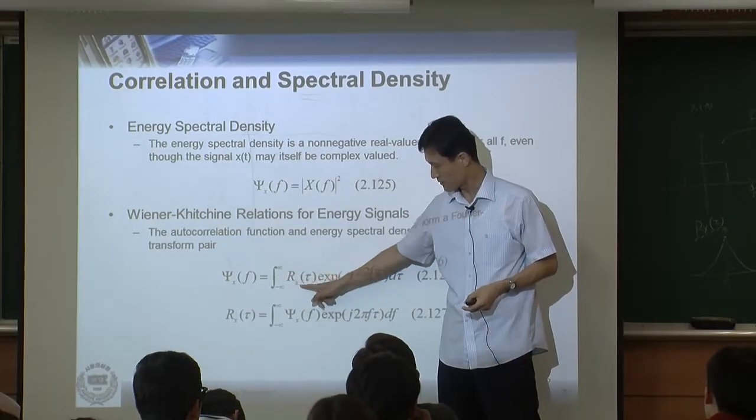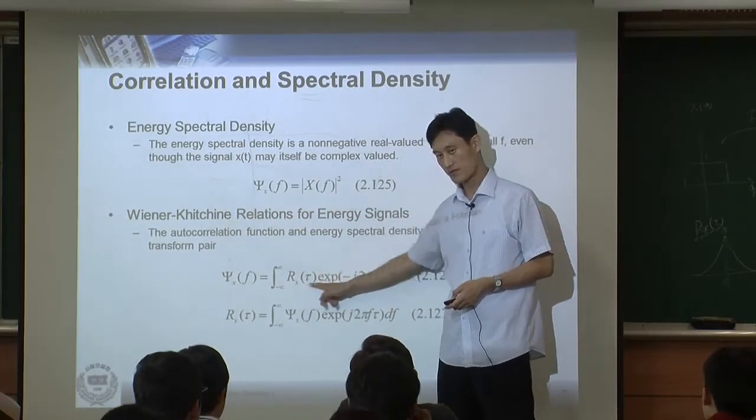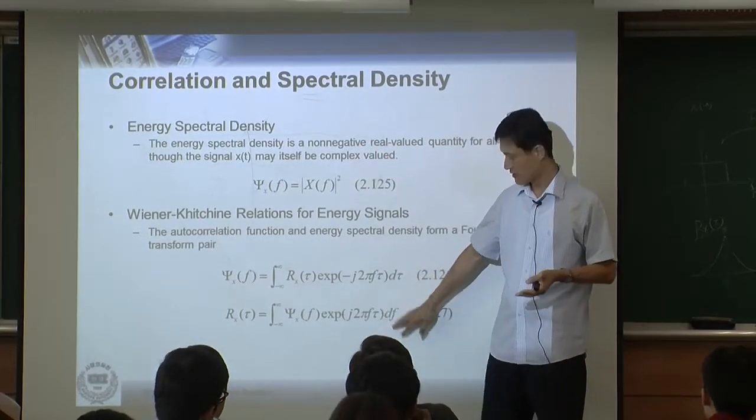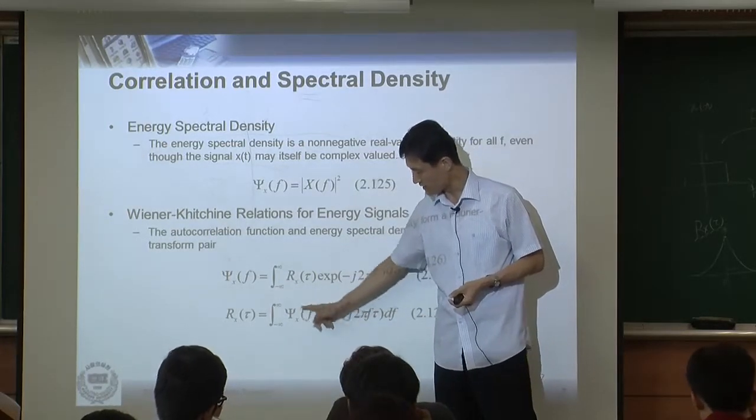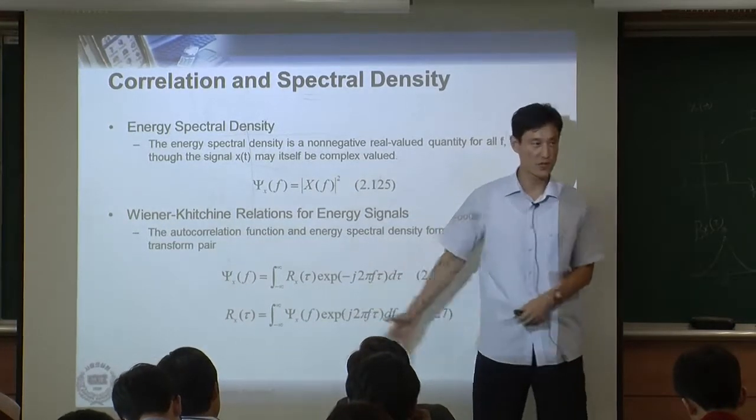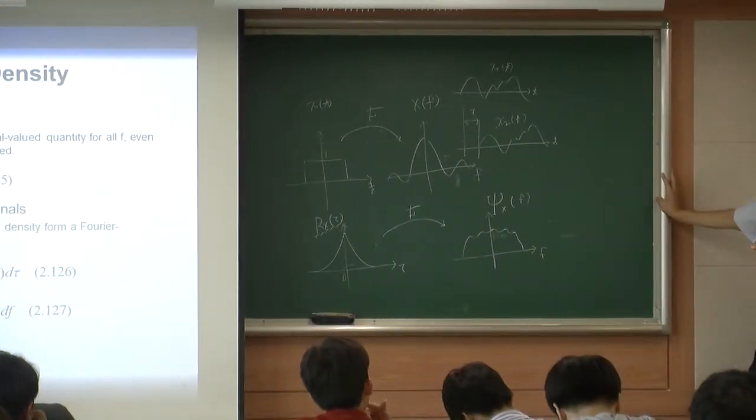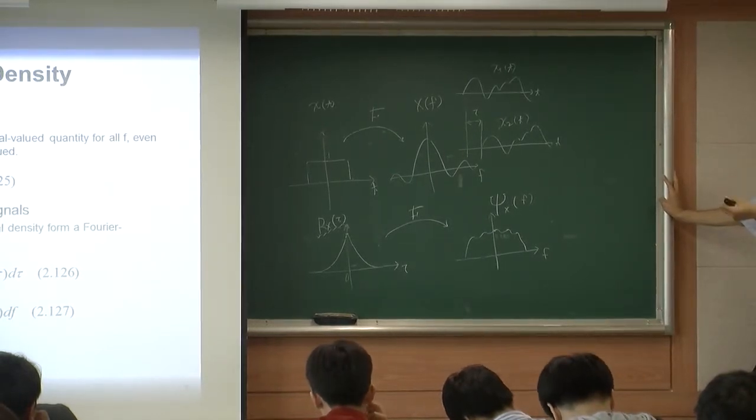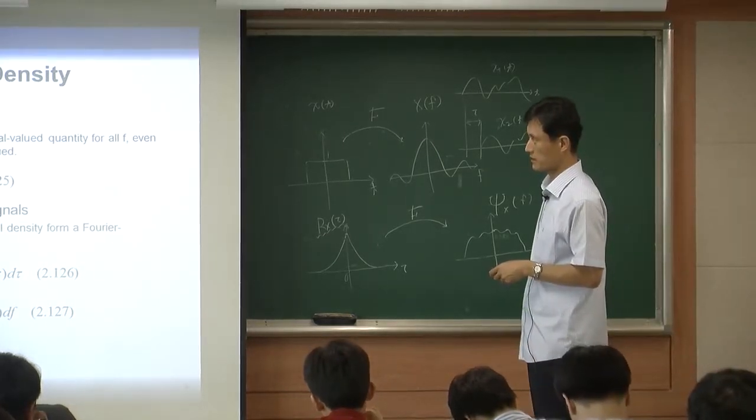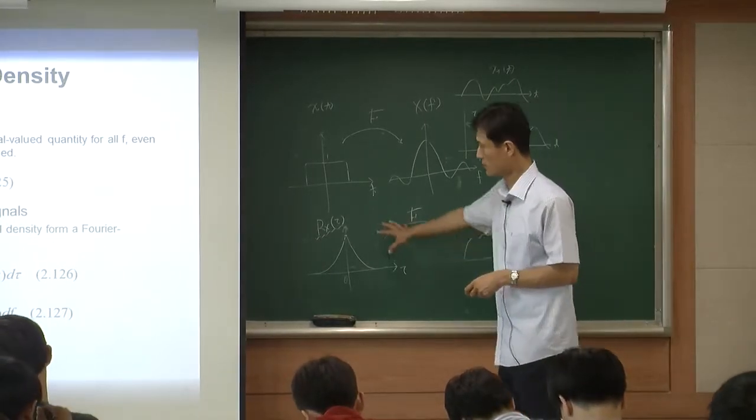Here we have autocorrelation, Rx(tau). You take a Fourier transform, then you get spectral density. This one, inverse: you have the spectral density, take the inverse Fourier transform, you get the autocorrelation back. So that's simply the relationship between these two. I know that it's not easy to understand right now, but later, when we talk about noise, things like that, we'll probably look at it one more time. So just remember the relationship between these two.